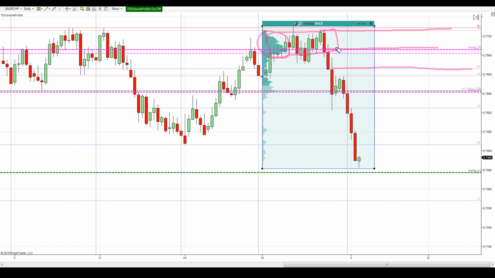You can see the volumes accumulated in this area. After that, there was this strong selling activity right there. So those volumes are most likely volumes of strong sellers. And I'll be waiting for a pullback to this area and I'll go short from there. Then I'll wait for pullback to this area and I'll go short from this area.